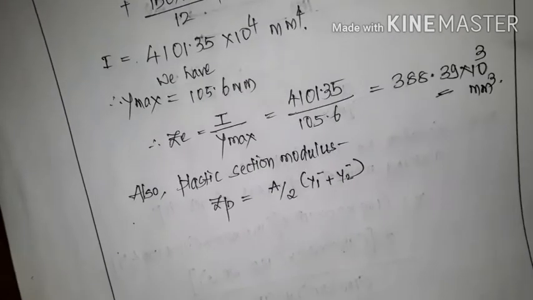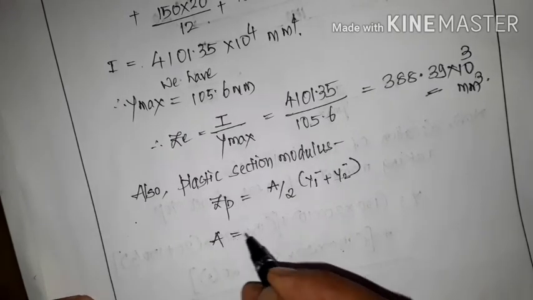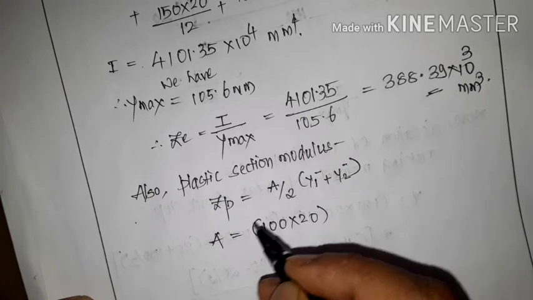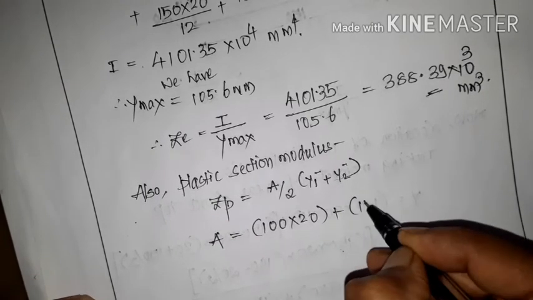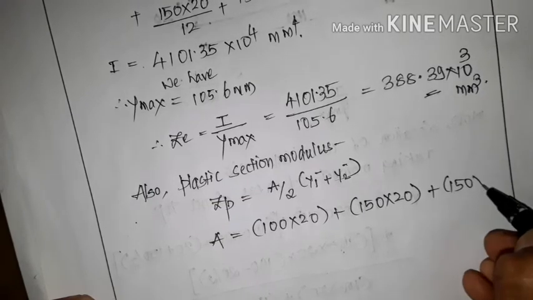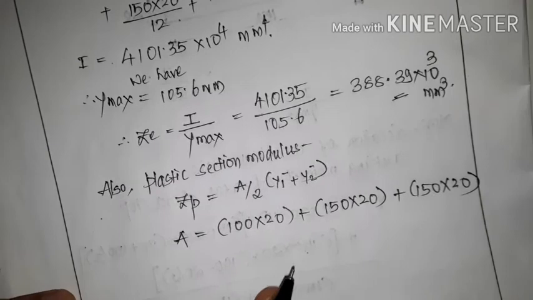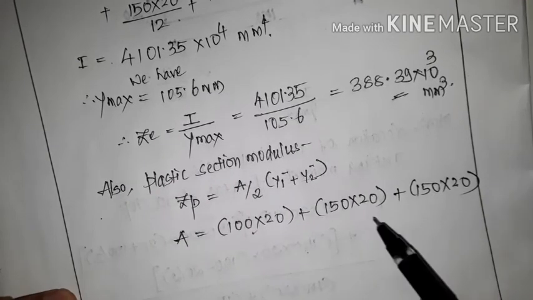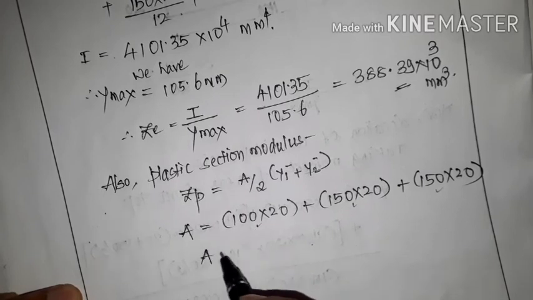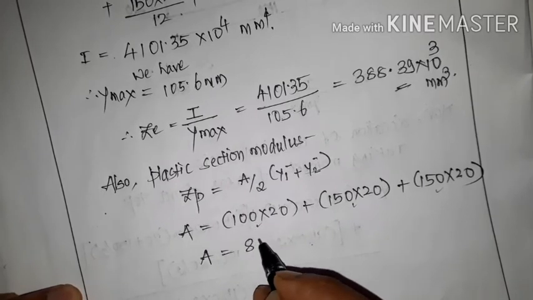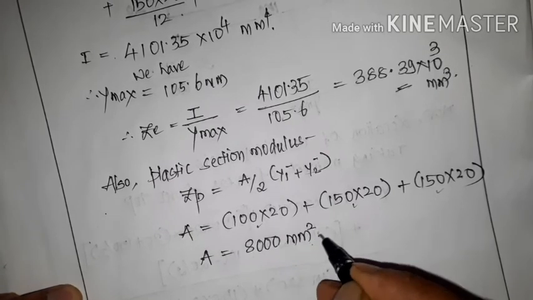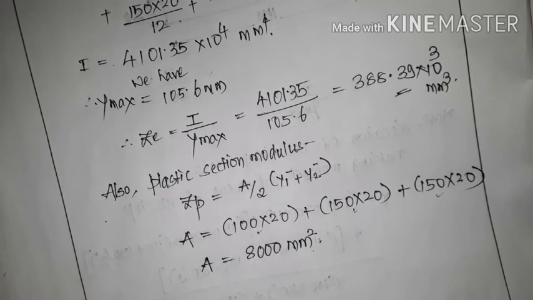Where area is equal to 100 into 20 plus 150 into 20 plus 150 into 20. So this is top flange, web, bottom flange. So we got area equal to 8000 mm square.